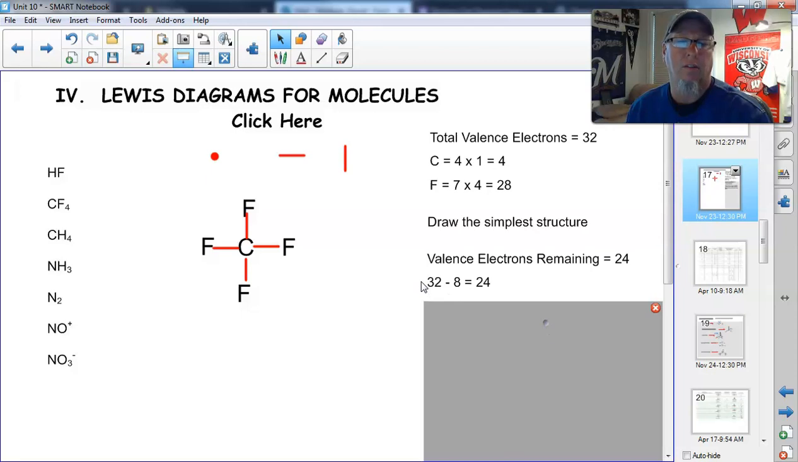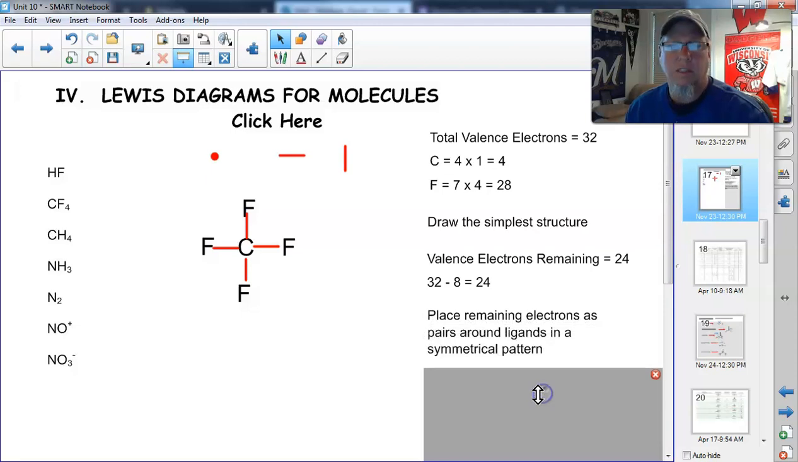How did I figure that out? I took 32 minus 8, 2, 4, 6, 8, and that's where I get my 24 from. So I'm going to place the remaining electrons around these outer atoms, the ligands, as lone pairs. And I'm also going to do that symmetrically.